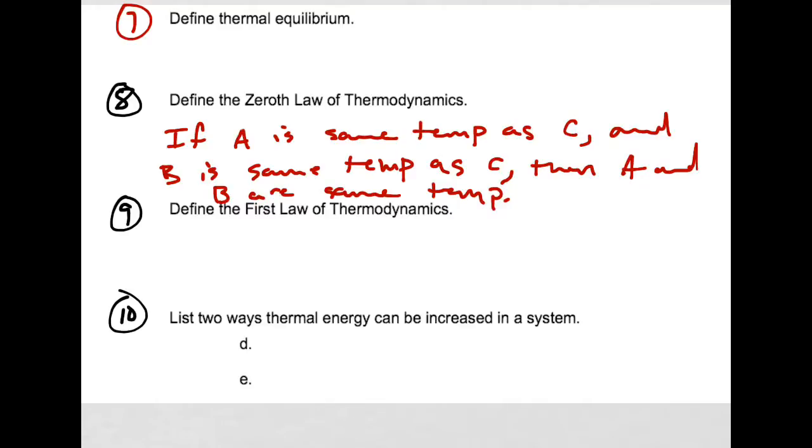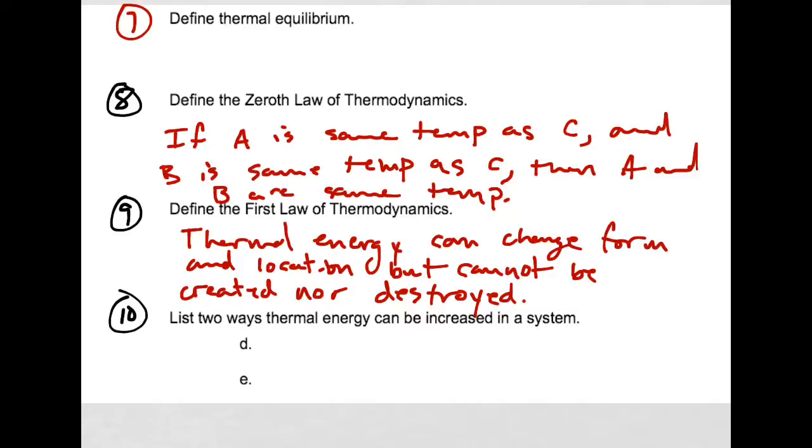A simple way of writing it is, if A is the same temperature as C and B is the same temperature as C, then A and B are the same temperature. So, there we go. The first law of thermodynamics is just dealing with the law of conservation of energy. Thermal energy can change form and location, but it cannot be created or destroyed.